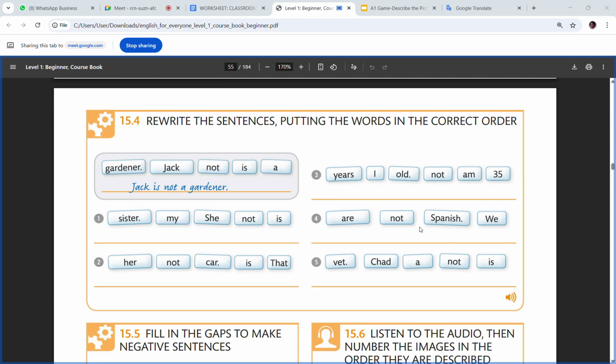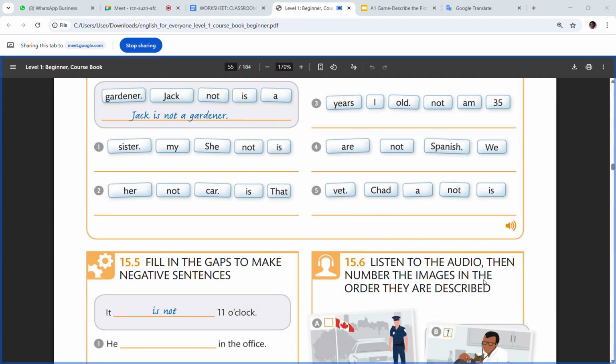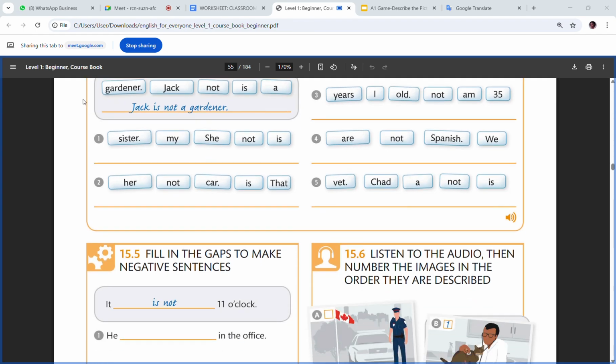We are not Spanish, right? Why? Because we are Chinese and African, right? Yes. Okay. And what about number 5? Chad? It's not a vet. Oh, very good. Chad is not a vet, right?